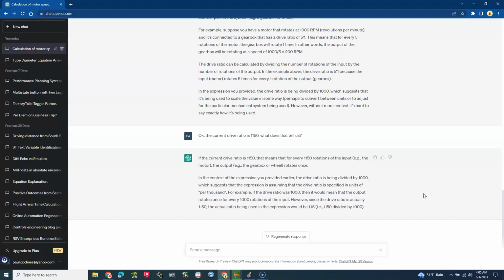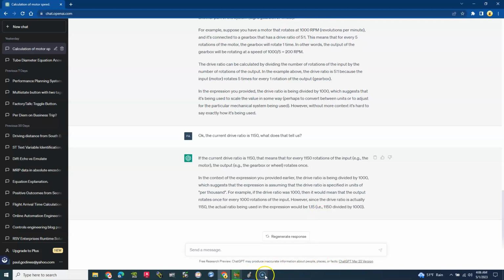Interesting. In the context of the expression provided earlier, the gear ratio is being divided by thousands, which suggests the expression is assuming that the drive ratio is specified in units of per thousand. For example, if the drive ratio is 1000, then it would mean that the output rotates once for every 1000 rotations of the input. However, since the drive ratio is actually 1150, the actual ratio being used in the expression would be 1.15, i.e. 1150 divided by 1000. Okay, now we got a little bit further ahead.